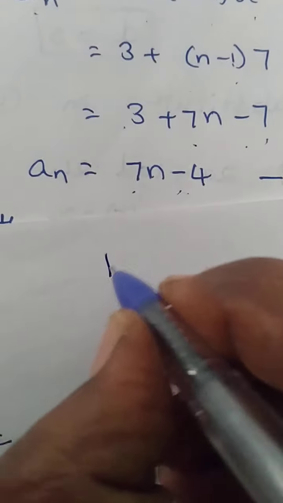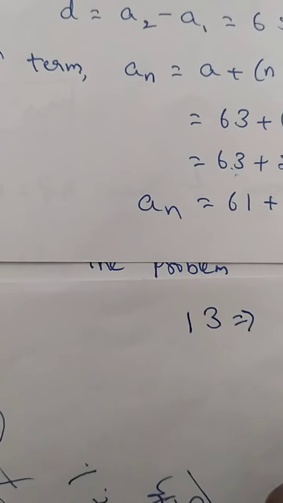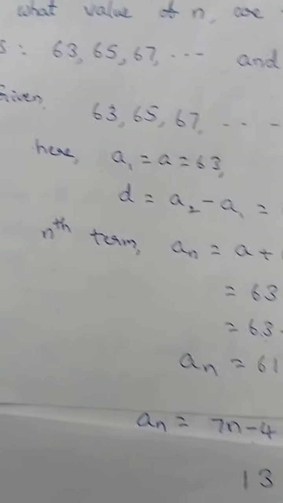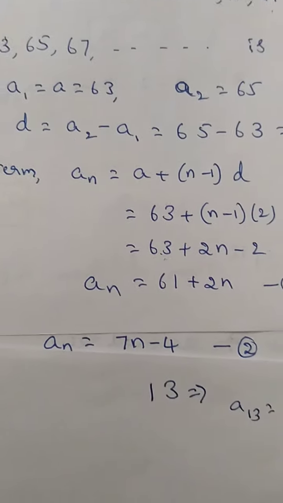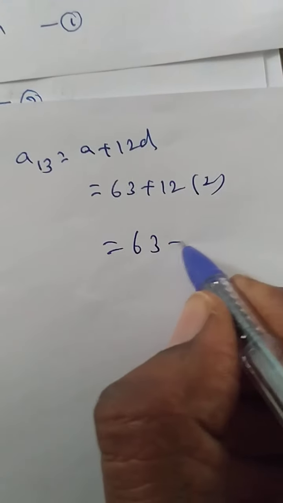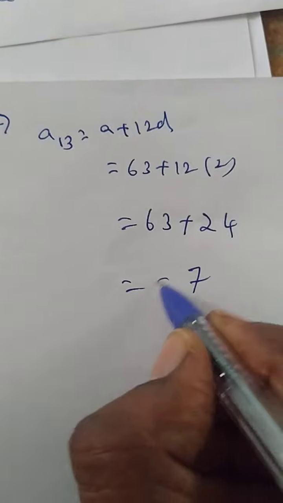Okay, we'll check whether those are equal or not. The 13th terms are to be equal. In the first arithmetic progression, the 13th term formula is a13 is equal to a plus 12d. Here a is the first term of the first arithmetic progression, 63, and the common difference is 2. So 63 plus 12 into 2. 12 twos are 24, 63 plus 24 is 87.